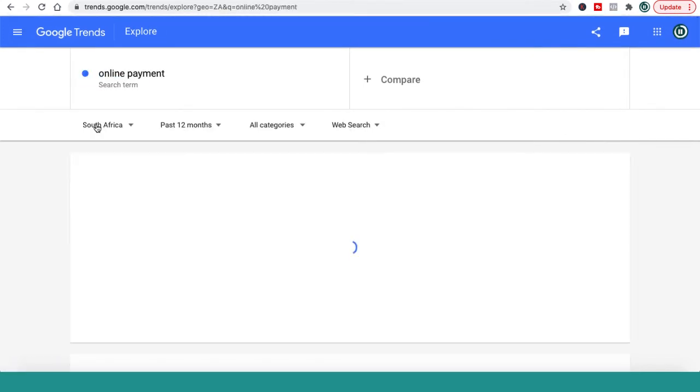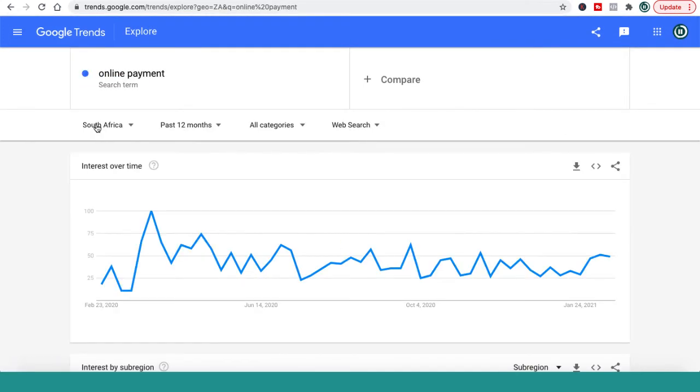Let's look at another search term, online payments. We'll go to South Africa over the past 12 months. Actually, let's leave the categories as they are, and let's just go to YouTube search or image search. It's quite nice. You can see how people are actually searching up the term. I'll keep it as the web search. I want to include everything, videos, images, everything.